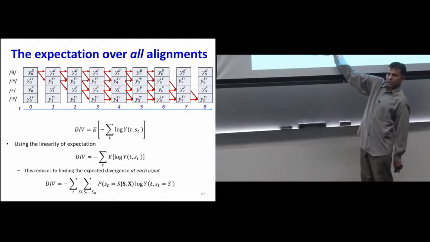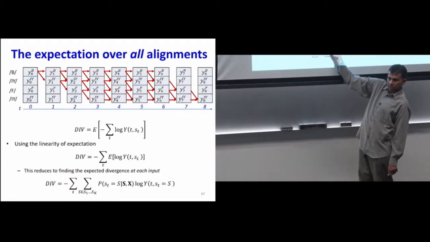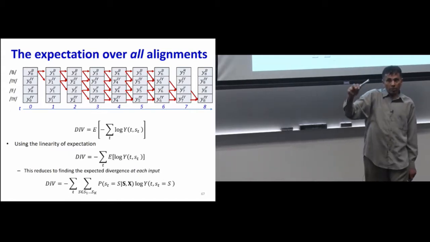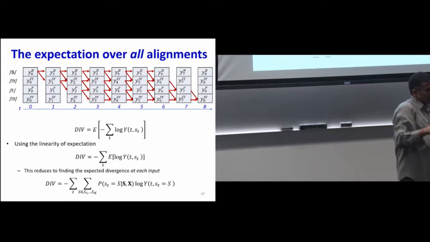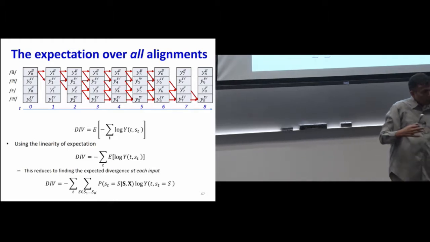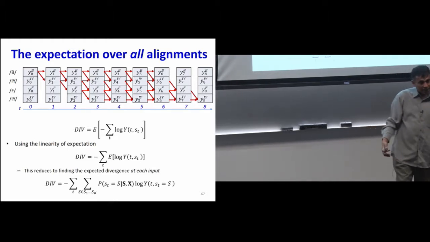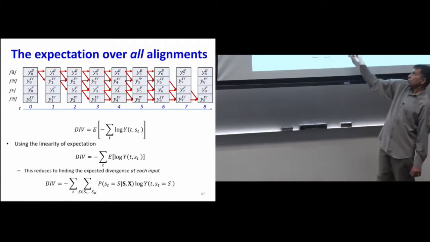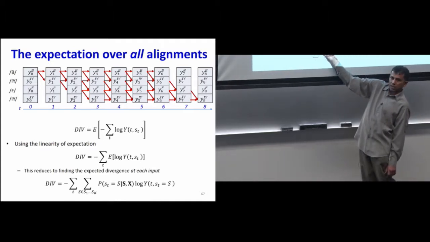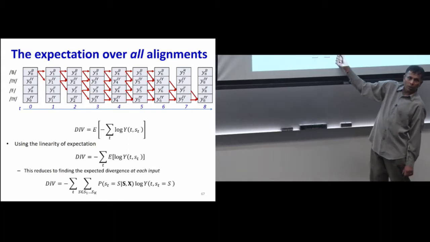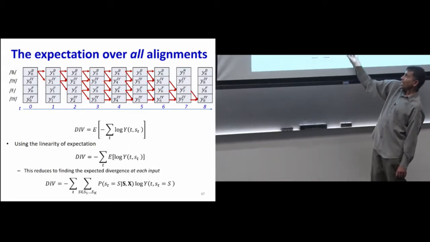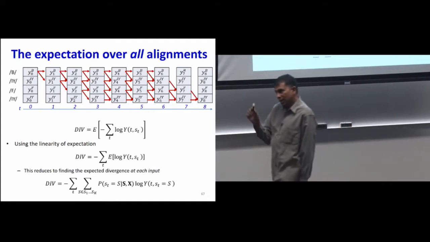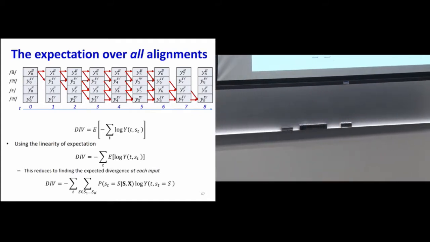But what you're doing is summing over all of the time steps, and the term you're summing is the log of the probability of the symbol at that time step. And you're taking the expectation over this entire set. I can move the expectation inside the summation, right? So now the divergence is going to be the sum over all time of the expectation of the log of the probability of the symbols at that time, right?